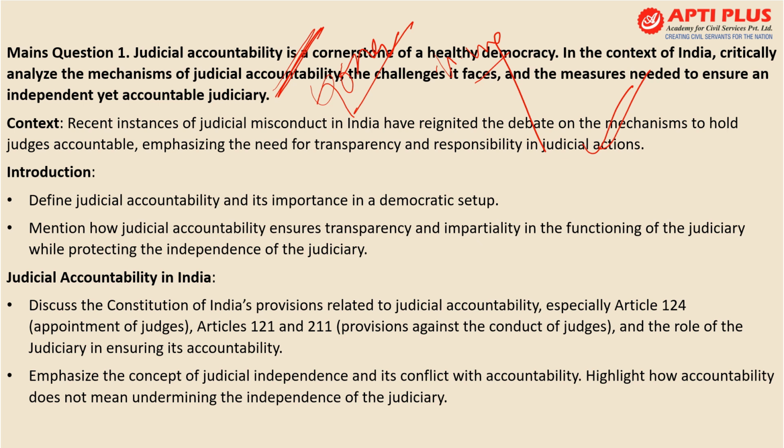So how will we start writing this? First we will explain what judicial accountability is, that the accountability of the judiciary ensures checks and balances as well as accountability to the people and to itself, and how it is important in the democratic setup. What is the importance of accountability in democracy? Then we will mention how the judiciary ensures accountability while ensuring transparency and impartiality and also protecting its independence, meaning there is no extra interference from any other organ of the state.